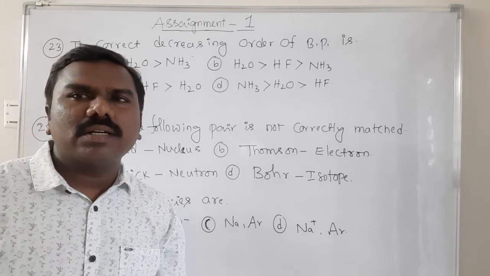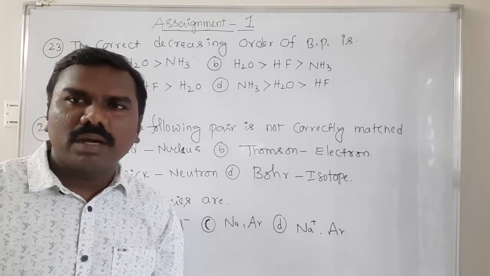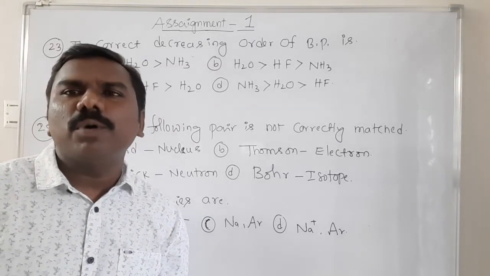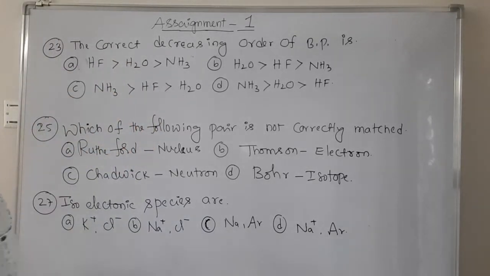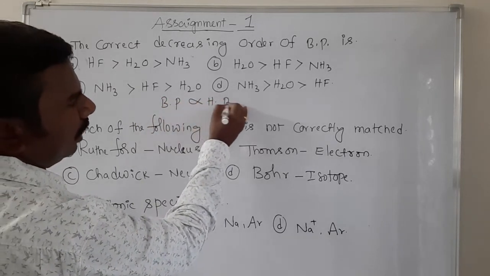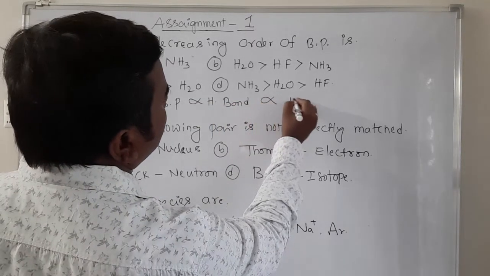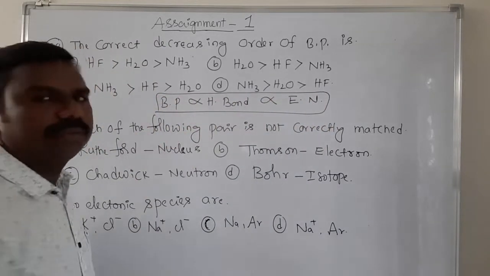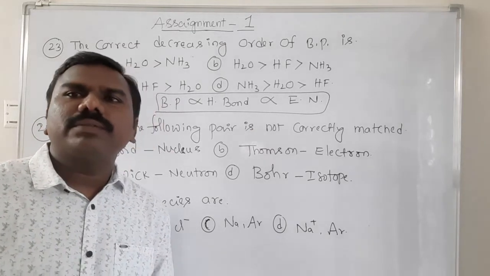That is having a high boiling point, because to break the strong hydrogen bond we need more energy, hence the boiling point will be more. So, boiling point is directly proportional to hydrogen bonding. First of all, hydrogen bonding is directly proportional to electronegativity. This is the hint for this question. Boiling point is directly proportional to hydrogen bond.